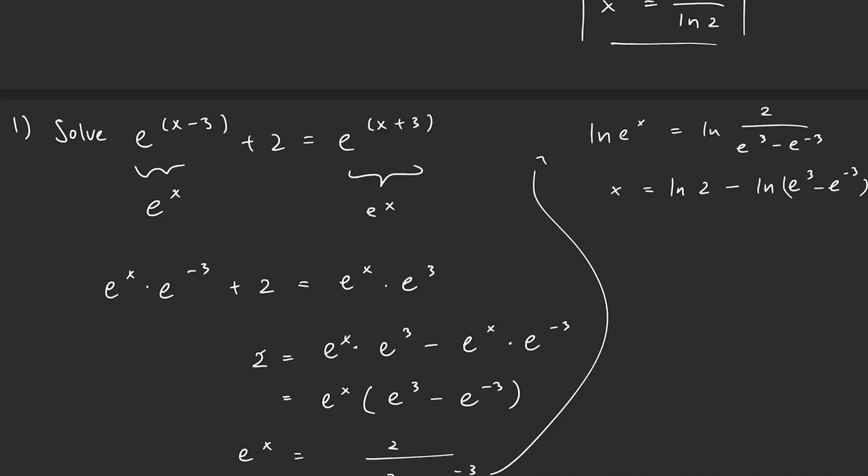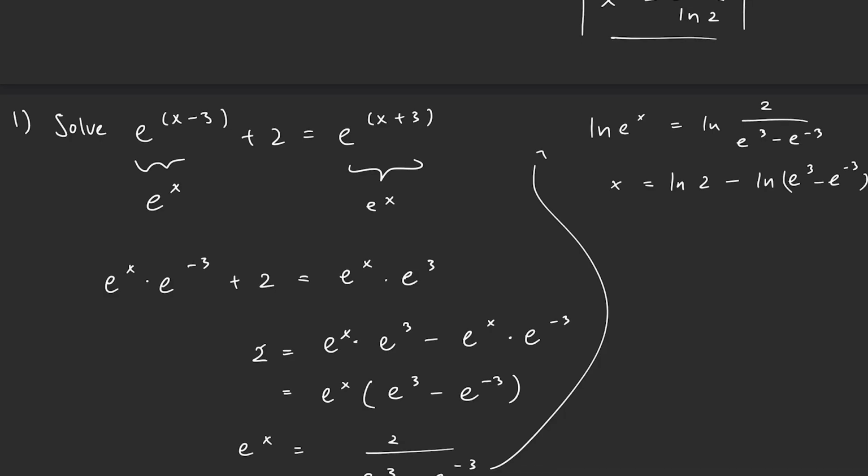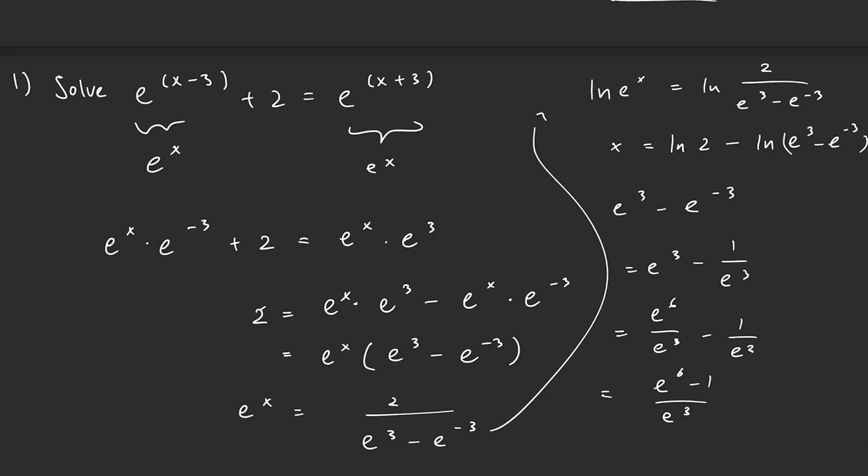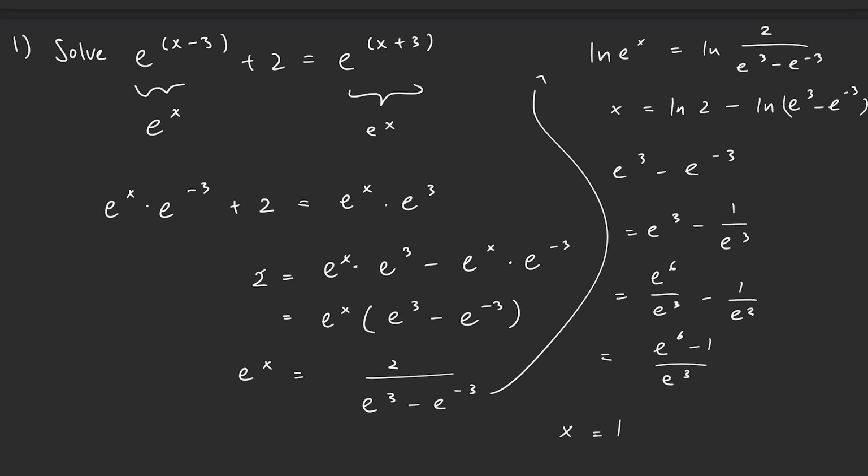And we can simplify this denominator. Well, e cubed minus e to the negative 3 is really e cubed minus 1 over e cubed, which is e to the 6 over e cubed minus 1 over e cubed, which is e to the 6 minus 1 over e cubed. So x is equal to ln 2 minus ln of e to the 6 minus 1 over e cubed.